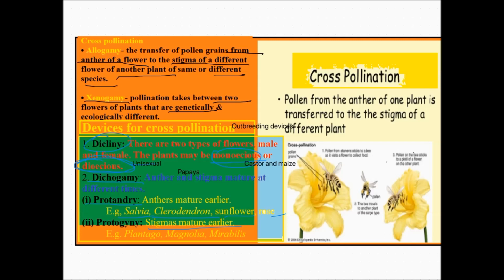And protogyny: proto means first, gyne means gynoecium, gynoecium means female reproductive part, that is stigma. If stigma matures first, then this condition is called protogyny. In these two conditions, anther and stigma do not synchronize with each other, and in such cases there is only chance for cross pollination. There is only cross pollination to occur.